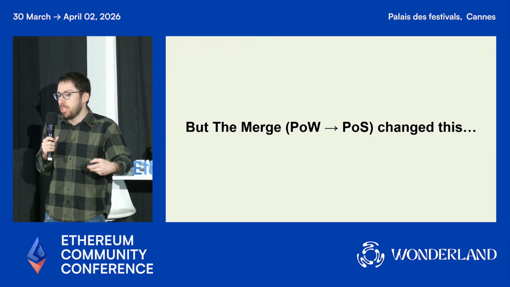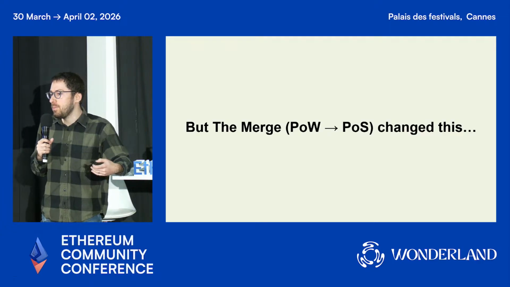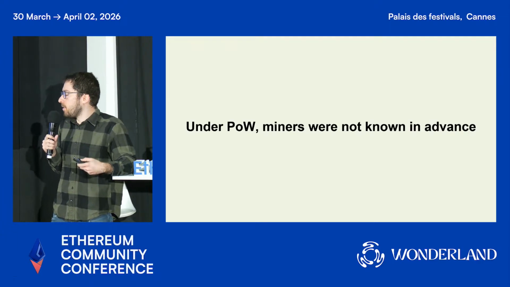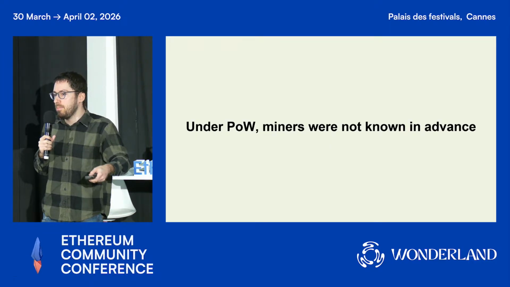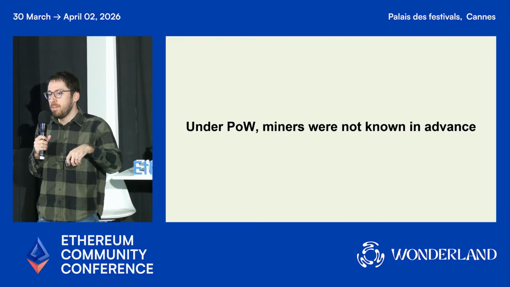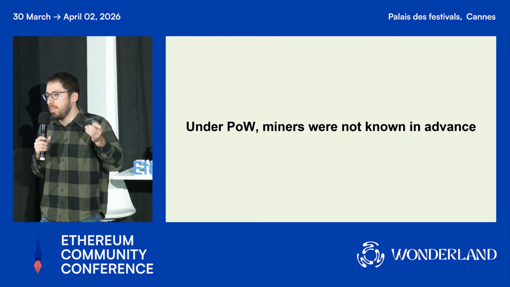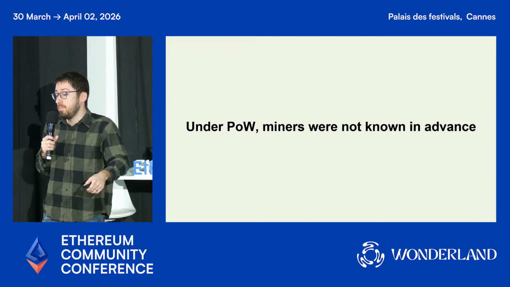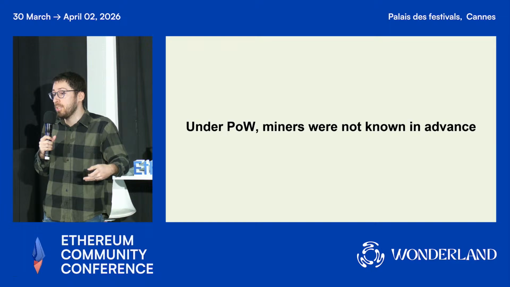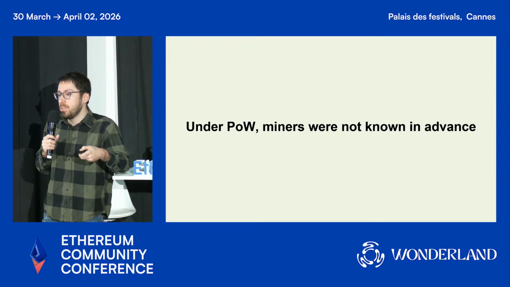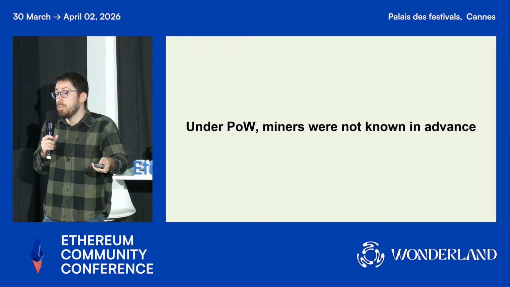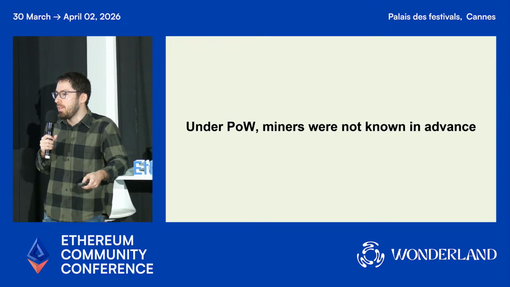But then the merge changed all of this, which is why the mempool era ends in 2021. In proof of work, miners who had the next block were not known in advance. Because in proof of work, everyone is racing to find the same data, find the corresponding hash for a block. Everyone's racing for this at the same time, and you don't know who's going to win. So you wouldn't know who's next, which made these MEV supply chains relatively difficult. You wouldn't know who to send your transactions to, because you didn't know who would have the next block.